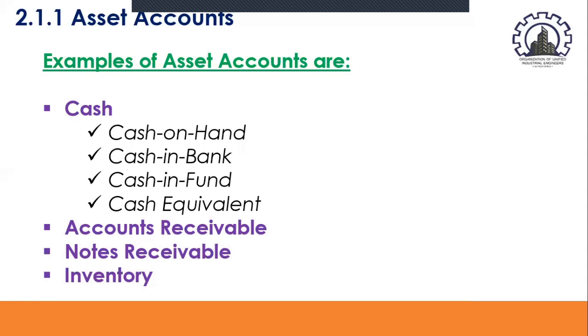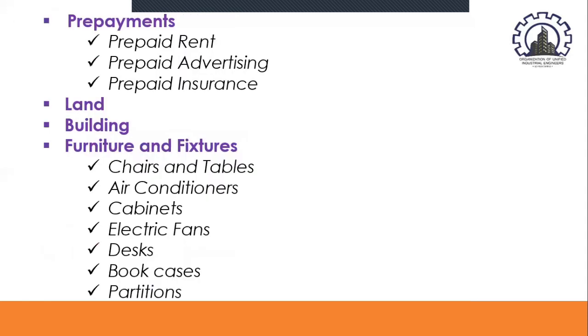First, we have cash, and cash is divided into four. We have cash on hand, cash in bank, cash in fund, and we also have cash equivalent. Aside from cash, we also have accounts receivable, notes receivable, inventory. We also have prepayments, and there are divisions as well of prepayments. We have prepaid rent, prepaid advertising, prepaid insurance, and many others.